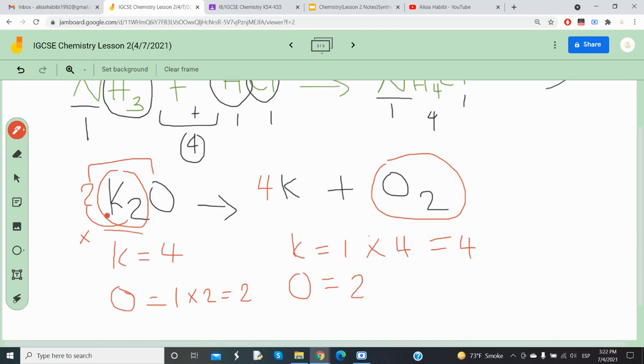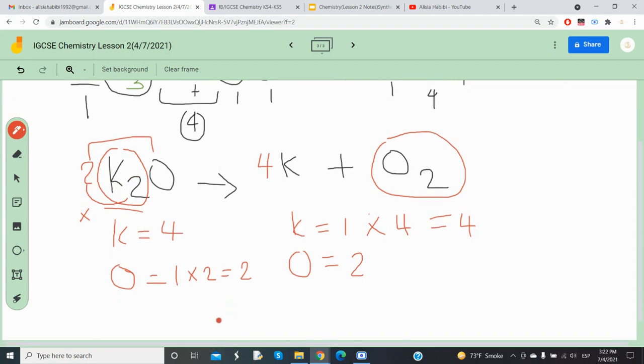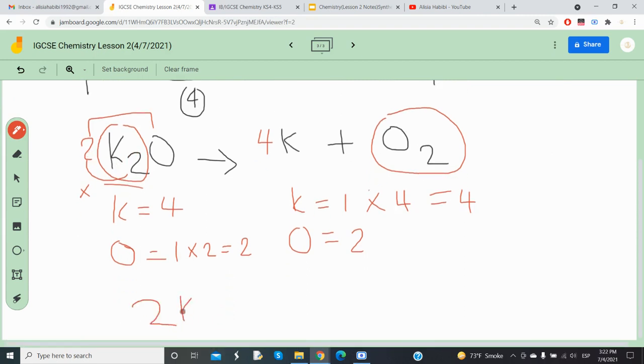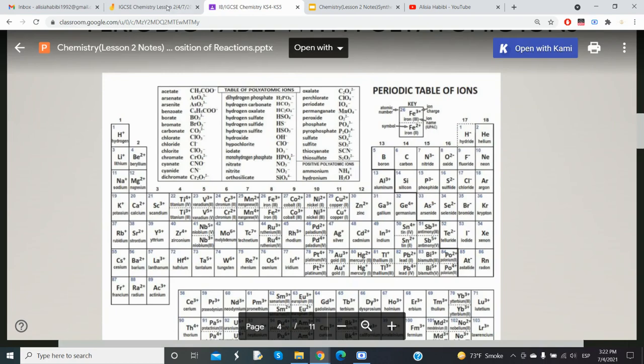So finally, your result is going to be 2K2O. This is 2 molecules of potassium oxide. That's going to give you 4K and then O2. So 4 molecules of potassium with 2 atoms of oxygen. Or you could say 4 atoms of potassium with 2 atoms of oxygen. Molecules would just be because I'm representing the whole chemical compound. So this is the answer to this question, guys.